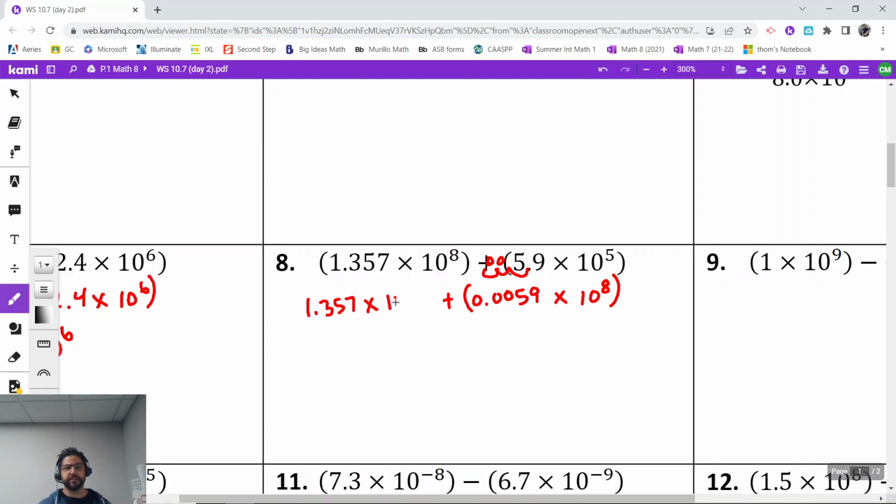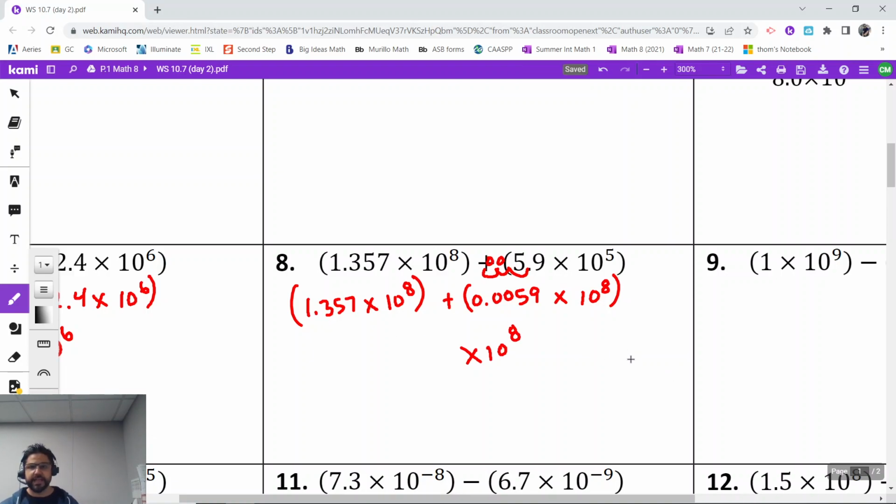1.357 times 10 to the 8th power. So again, it doesn't matter if you have an addition or subtraction problem there. We just need to go ahead and make sure that they have the same exponent. So it's times 10 to the 8th power. So really you just need to add those up.